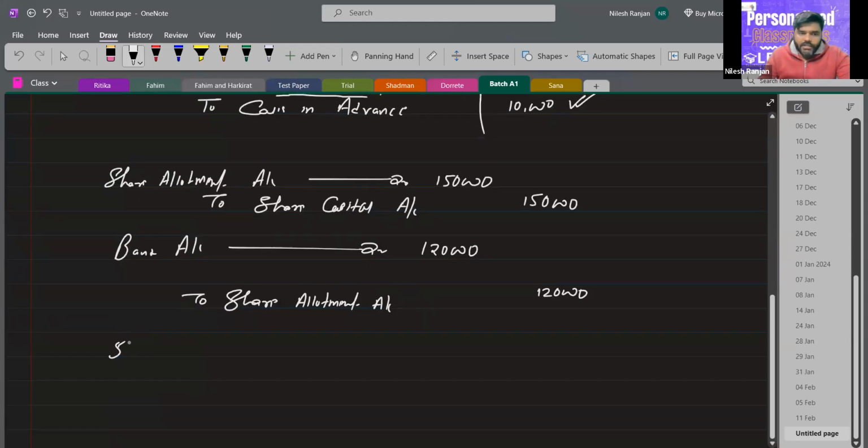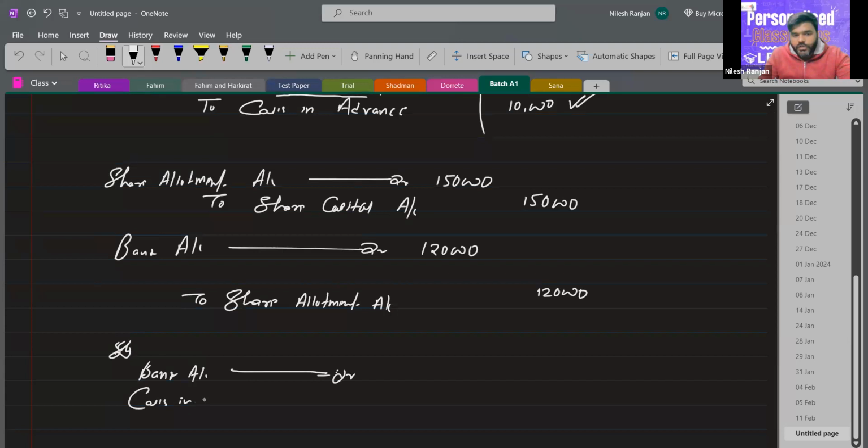Yes, sir. And the share first call due entry will be the same, but the receipt entry will be bank account debit, calls in advance, to first call. Okay, so let's say it is 2,50,000. You have received 10,000 already, and 2,40,000 will be written here.